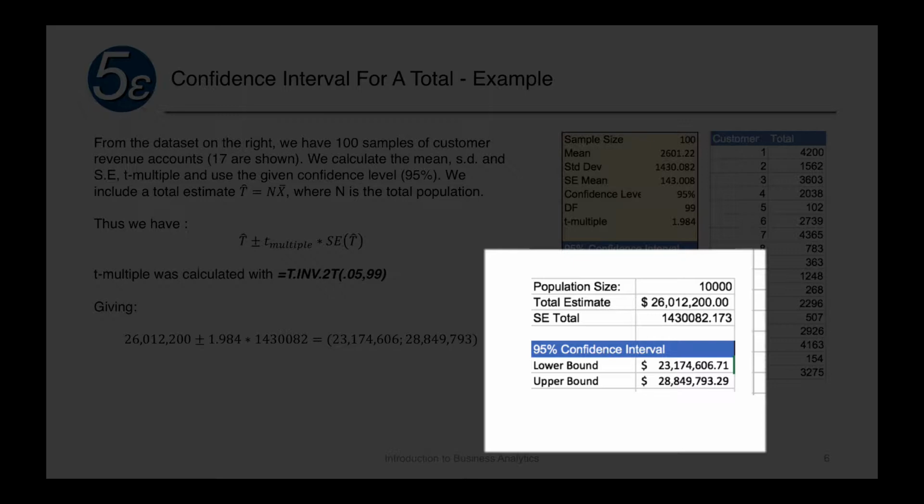Now when we do this, we're going to create a 95% confidence interval for the total. So that's what is on the bottom. The 95% confidence interval in the yellow box would be the confidence interval for the mean itself, but we've extended this to include the total.